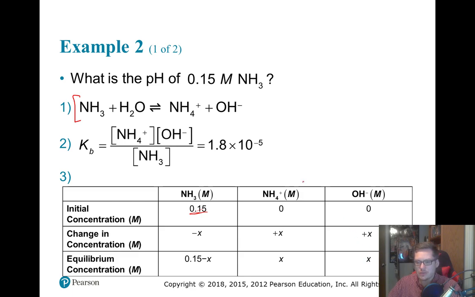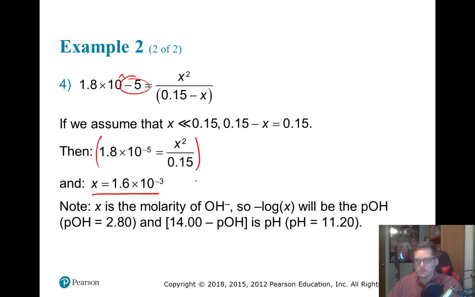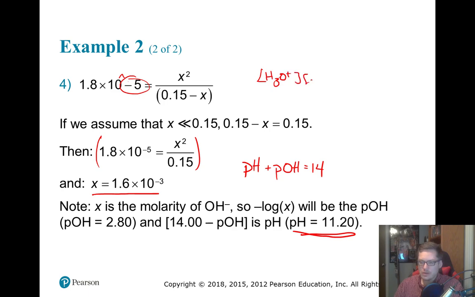But they asked for the pH. So in order to find the pH, there's a couple of different things we can do. We remember from before that the pH plus the pOH is equal to 14. So we could take the negative log of this value and then subtract it from 14, and that'd be our pH. So that's what they did here. Or remember, we can use the concentration of the hydronium plus times the concentration of our hydroxide.